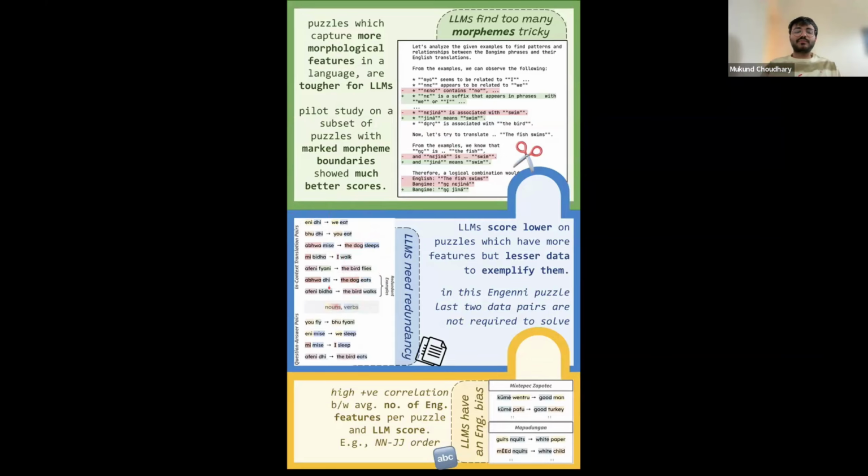But when we add two more examples, it became 100% solvable for mostly all LLMs, except for the smaller ones. So redundancy helps. And third, which was the main finding and which we experimented with in a post hoc study as well, was that LLMs find morphology tricky. So any puzzles which had a set of features about morphological complexity were tougher for LLMs. That is, any puzzles which had words composed of a lot of prefixes and suffixes, which needed to be tokenized and broken down. Those languages were generally tougher for LLMs.